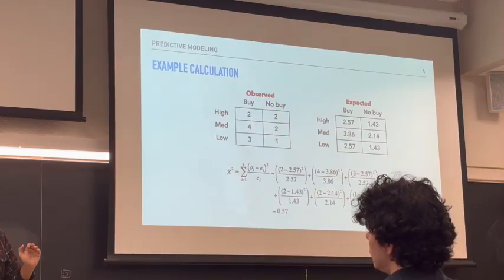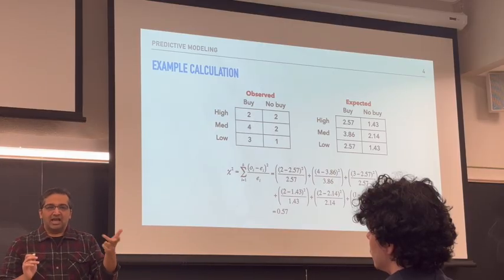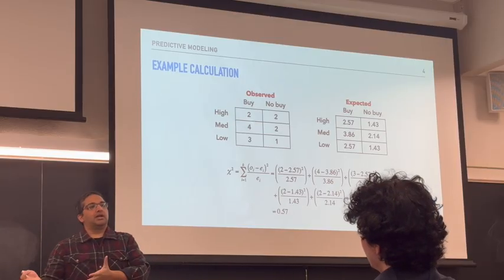That's the algorithm, right? Create the contingency table, look at what the OIs are, the actual values, calculate the EIs, which are the expected values, get the chi-square statistic, look at the table, get the p-value.